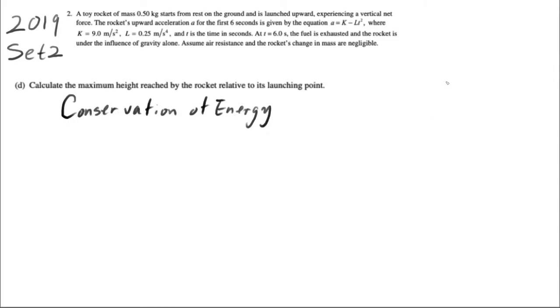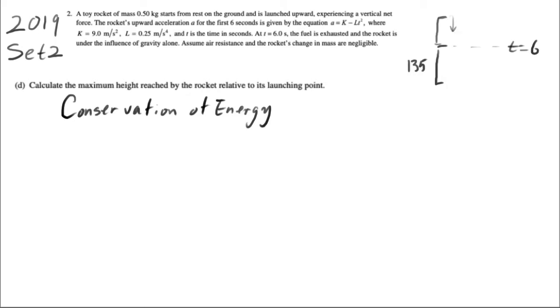So let's use conservation of energy. This situation is a bit complex. The rocket has already traveled, we know, a distance of 135 meters, and this is when t equals 6. We know that the rocket then travels some other distance before velocity equals 0 and then falls back down.